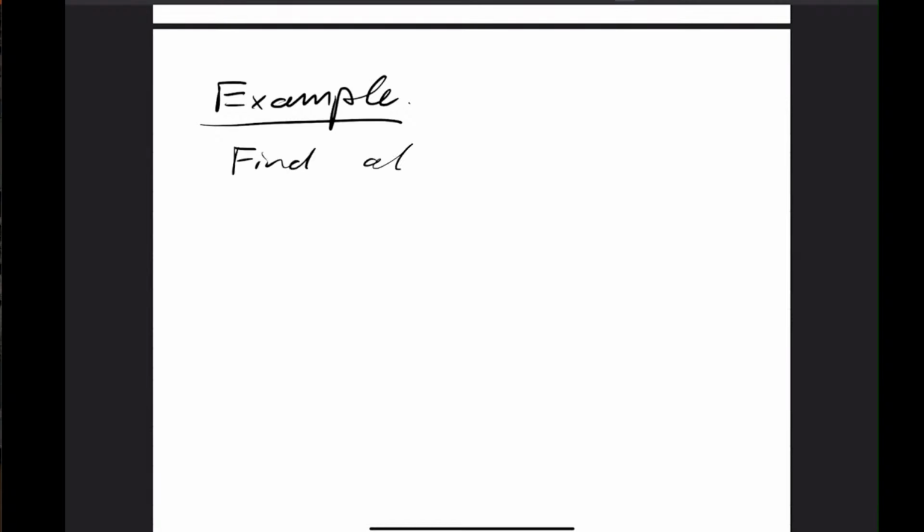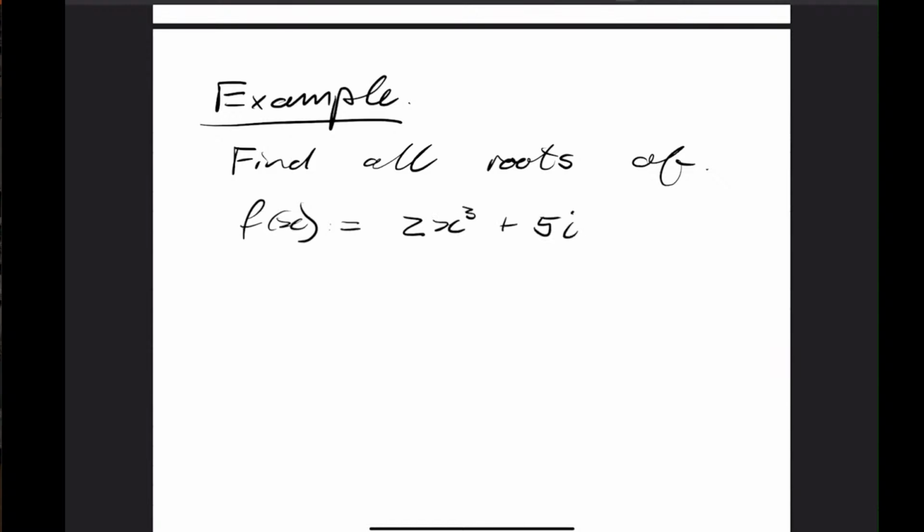Find all the roots of the following polynomial. f of x is 2x cubed plus 5i x squared minus 4x minus i.